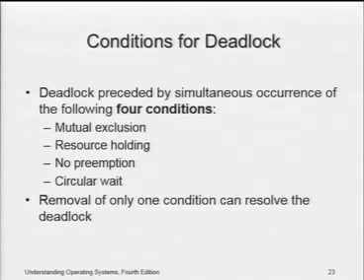So these are the four required conditions for a deadlock. If we have these four conditions in our system, then we're going to have a deadlock for certain. And these are the conditions. Mutual exclusion, and you need to know how to explain each one of those conditions.